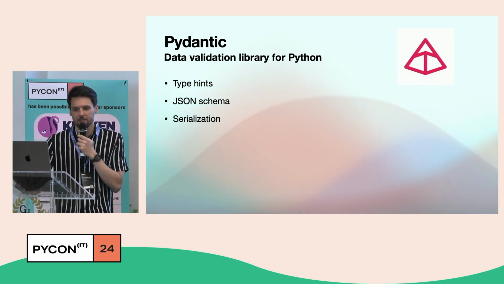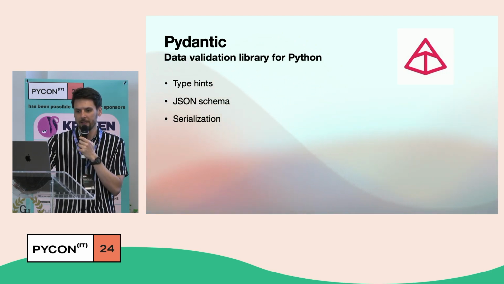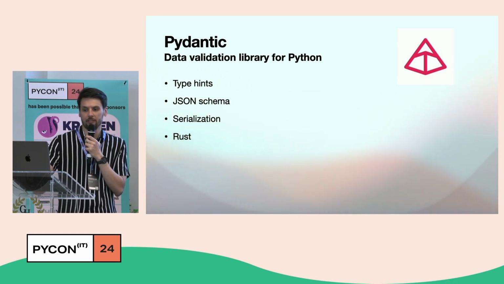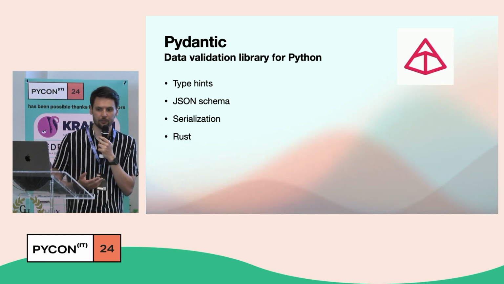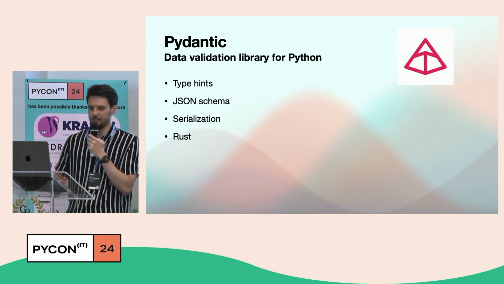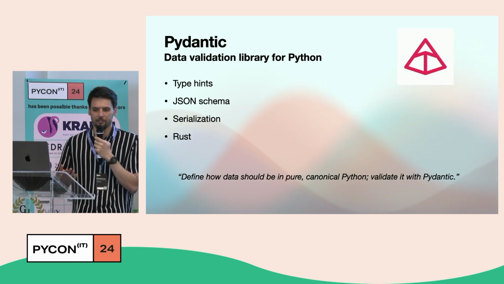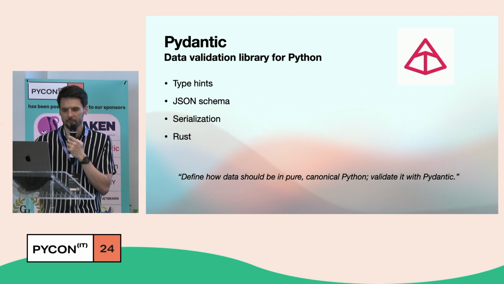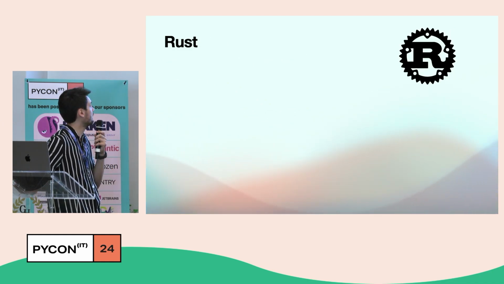It has serialization, so models can be converted, dumped, serialized, and exported in a number of ways. Also, it uses Rust, and in Pydantic v2, all validation logic has been rewritten in Rust and moved to a separate package, pydantic-core. This made Pydantic v2 around 5 times faster than Pydantic v1. And their motto is: define how data should be in pure, canonical Python, validated with Pydantic. I mentioned Rust, so let's see why Pydantic uses that.